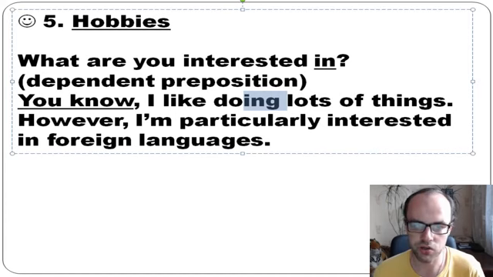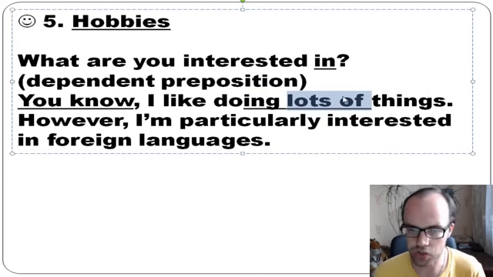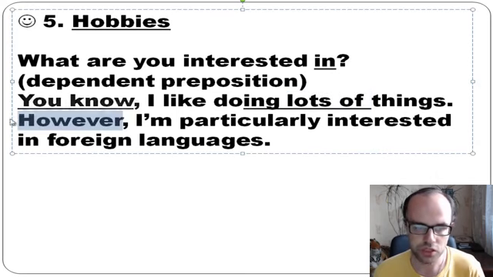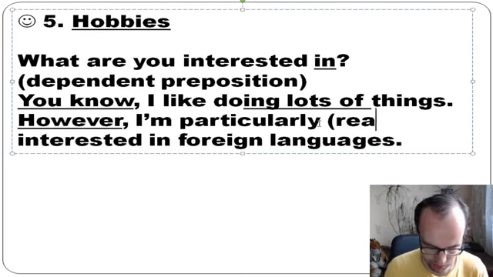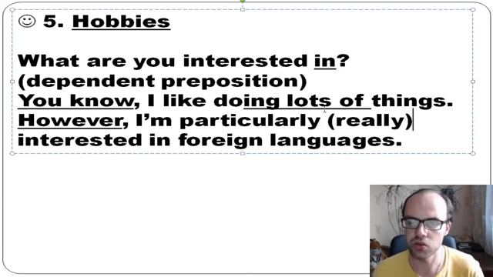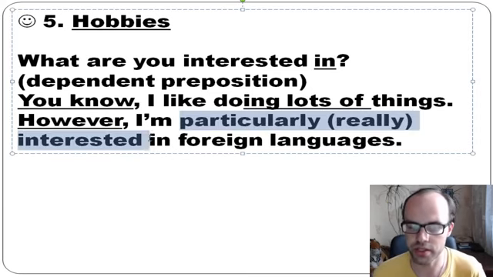If you really like it, you say like doing something, and lots of. It's the same as a lot of, but it sounds more formal, lots of things, okay? So we can use it before countable and uncountable. However, means but. However, I'm particularly interested in foreign languages. Okay, I'm particularly interested means I'm really interested. So it's a very nice phrase, one more phrase.